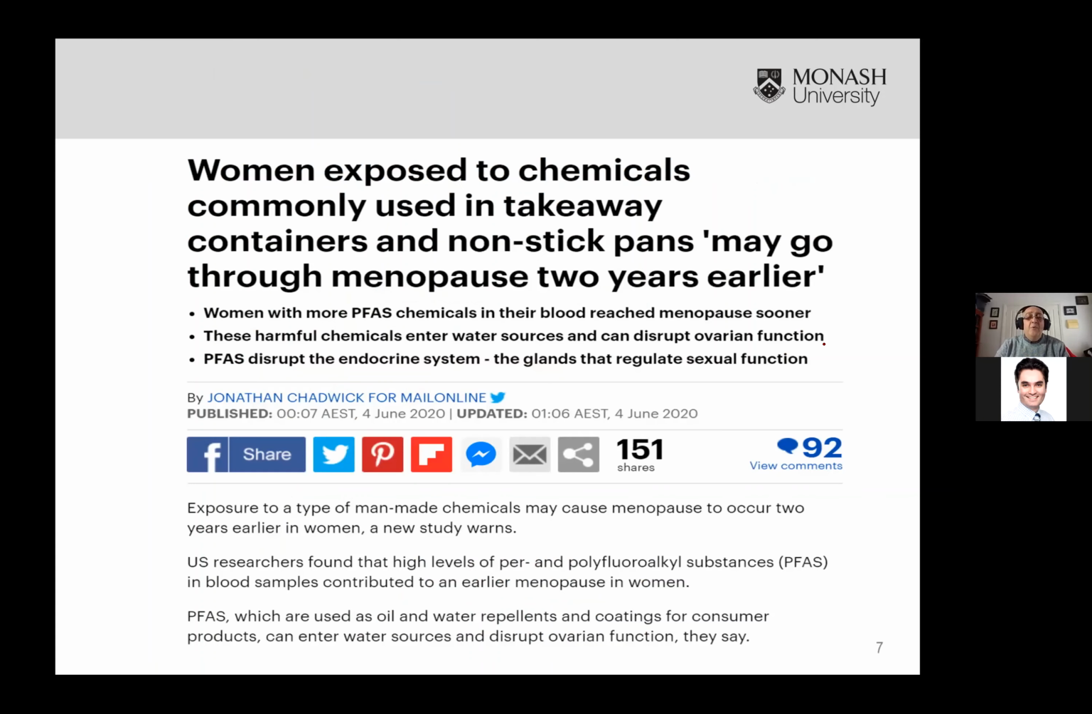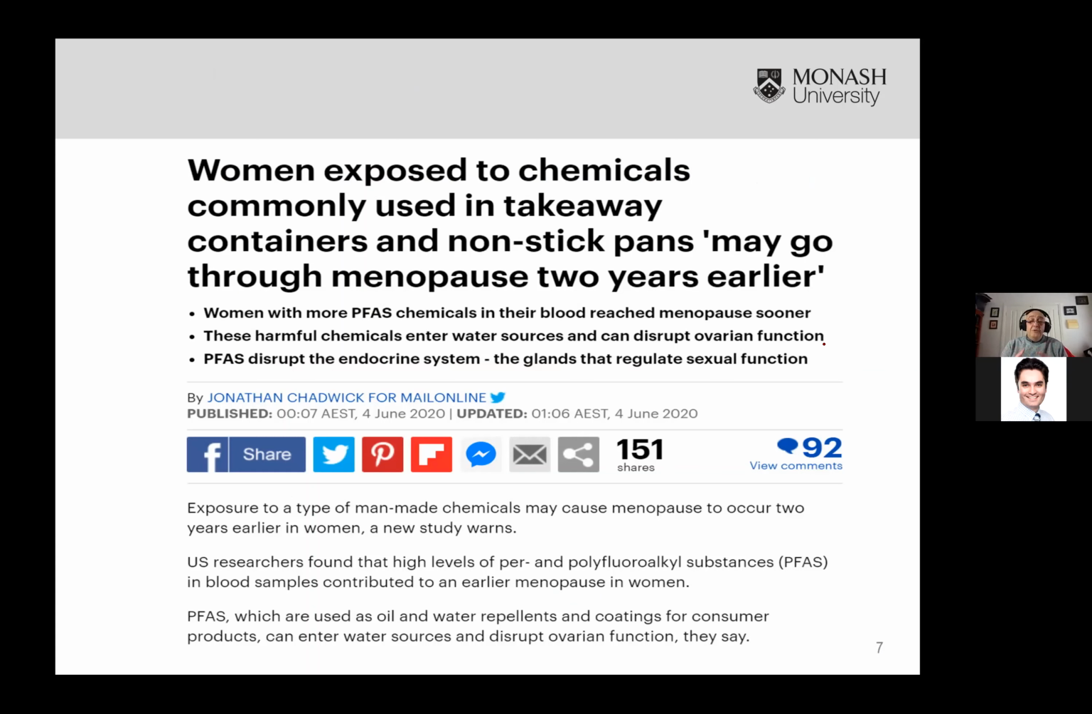This has been reported a few weeks back, in early June this year. The study has shown that women exposed to chemicals commonly used in takeaway containers, like what you have seen before, and non-stick pans, might go through menopause 2 years earlier. And this is just the tip of the iceberg. And certainly more studies will be made available in the near future.